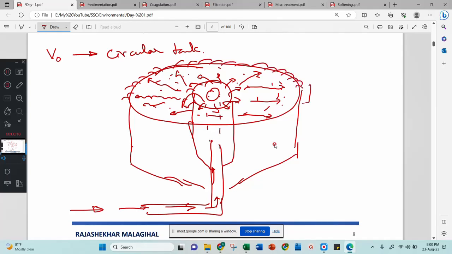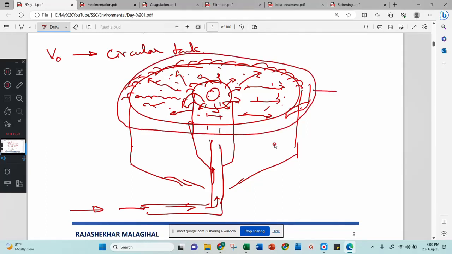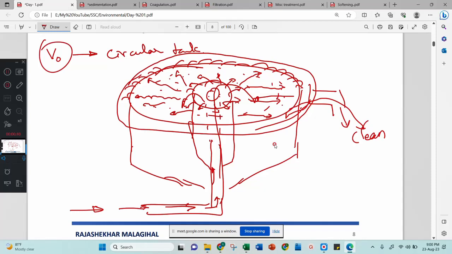Then you will make a small chamber all along the periphery to collect that water, and somewhere you will make a collection point. Then the water will come out. This is clean water. This is a circular sedimentation tank where water enters here, moves along the periphery, and the collected water comes out. Here you get the real meaning of surface overflow rate.